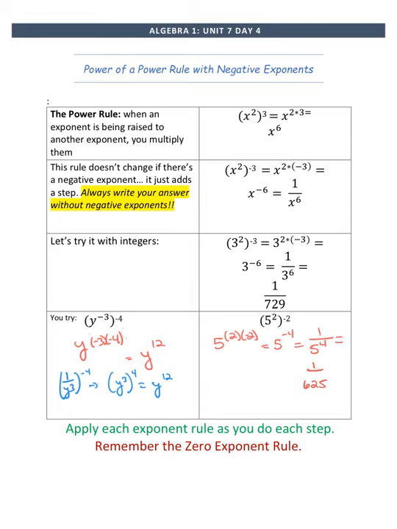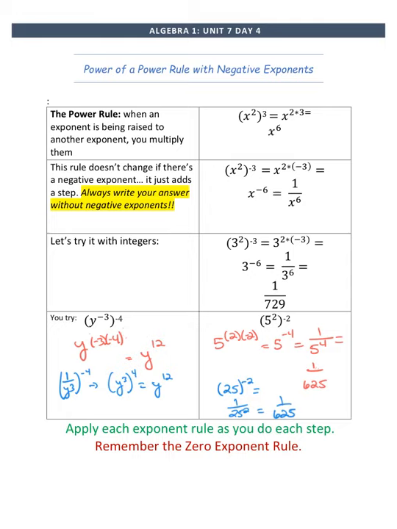Now again, you can do it the other way. 5 squared is 25. You can say 25 to the negative 2, which is 1 over 25 squared, which is 1 over 625. Again, whichever way works for you, whichever works better for your brain.